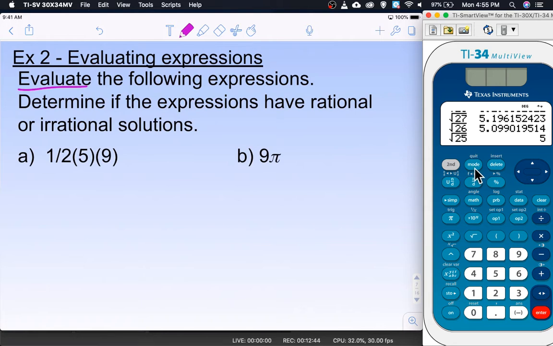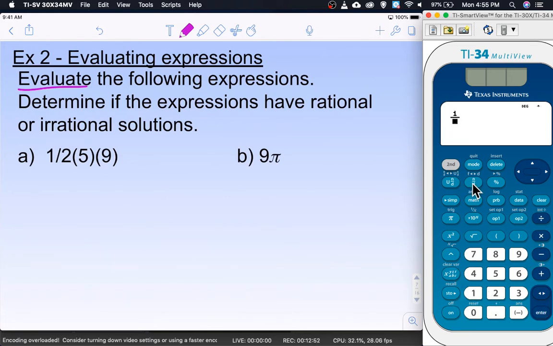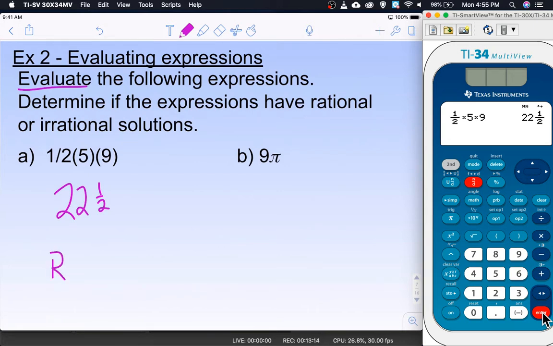All right. Now, a lot of these, you can go straight into the calculator. We're going to do that with a lot of them, but we're also going to talk about them. So the first one here, 1/2 times 5 times 9 is going to give us 22.5. Told you so. 22.5. That is rational. And I know that because 22.5 is a terminating decimal.